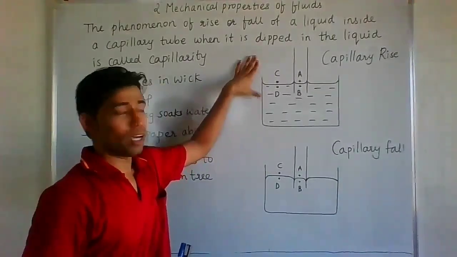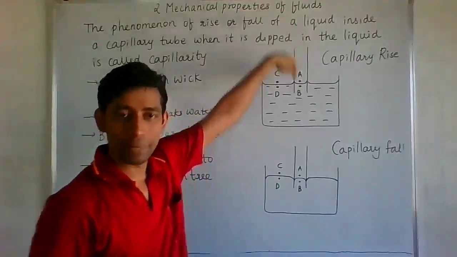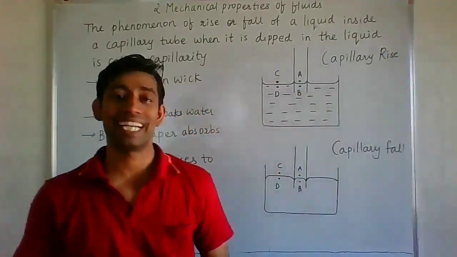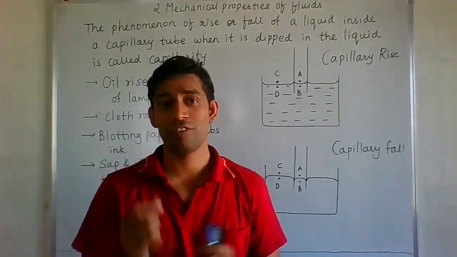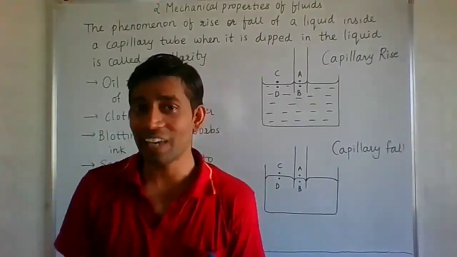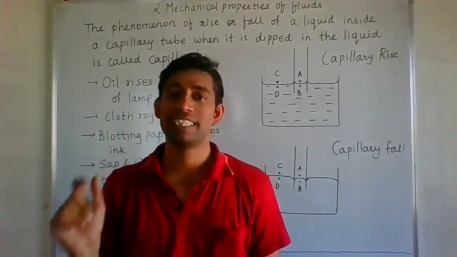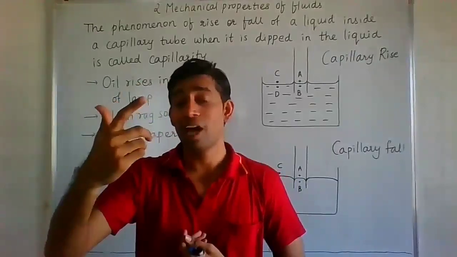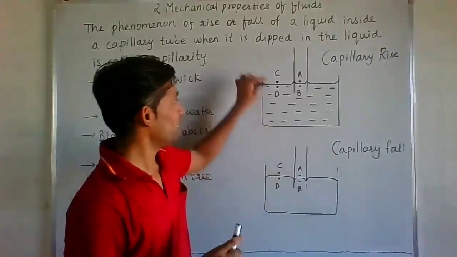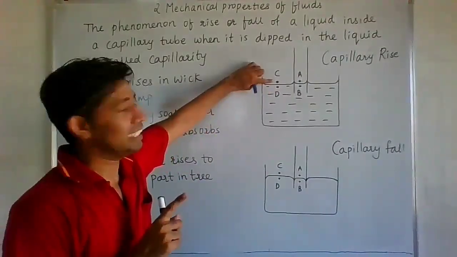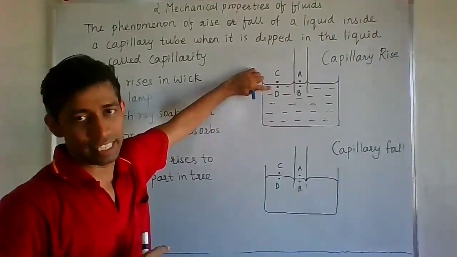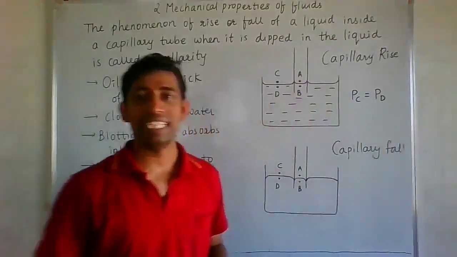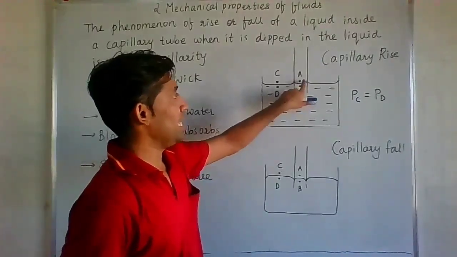What I have shown is a beaker with a capillary tube dipped in it, and this liquid is nothing but water, because we are going to observe capillary rise. Now here you will require the concept of convex and concave. Pressure on the concave side is greater and pressure on the convex side is less, whereas along a plane surface, pressure inside as well as outside remains the same. So here this is your plane surface, and point C is outside, point D is inside. So I can write pressure at C is equal to pressure at D.